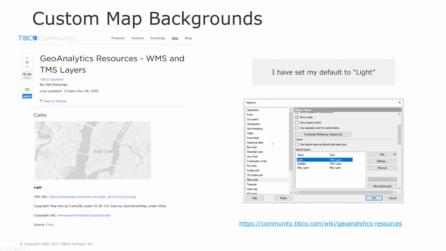And you can change your map backgrounds as a default, so it always automatically drops in a satellite layer or a light layer. You don't have to do it each time. You can change it in your defaults, and you can get custom layers from this link as well.